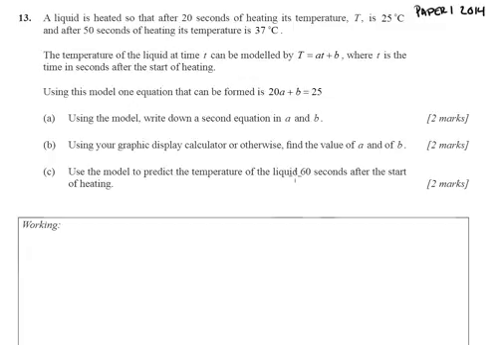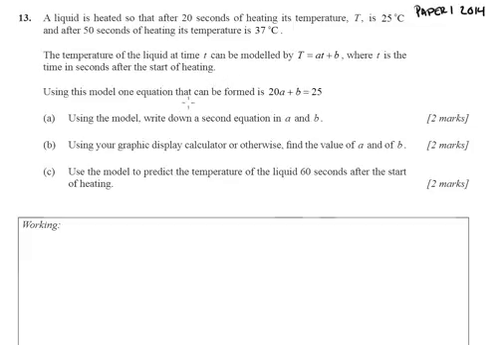All right, so here's number 13 from paper 1, 2014. A liquid is heated so that after 20 seconds of heating, its temperature T is 25 degrees Celsius, and after 50 seconds, it's 37 degrees Celsius. The temperature of the liquid at time T can be modeled by capital T for temperature equals A times T for time plus B, where T is the time in seconds after the start of heating.